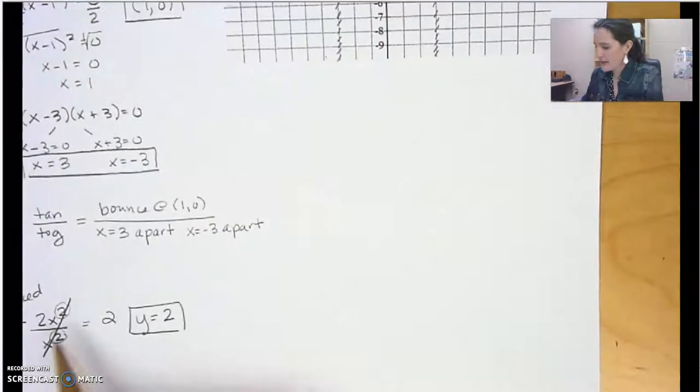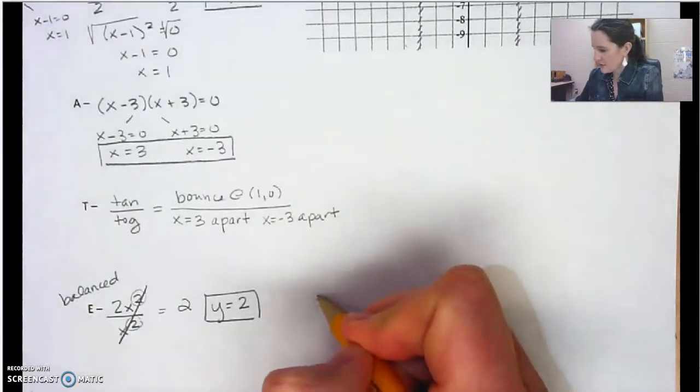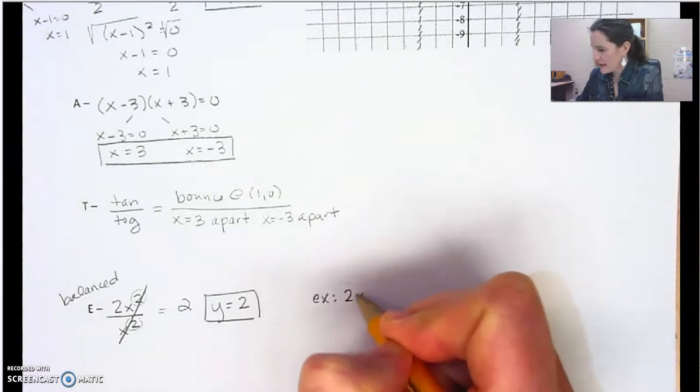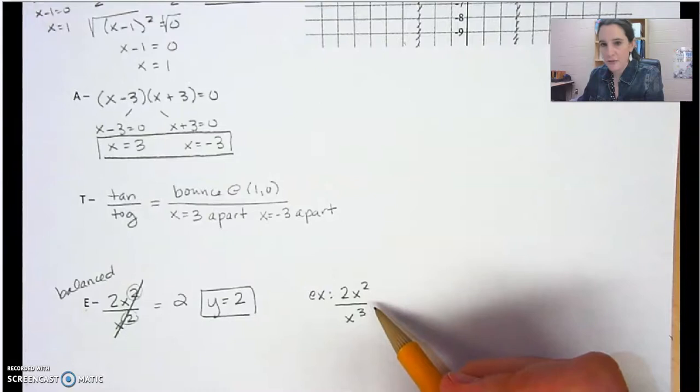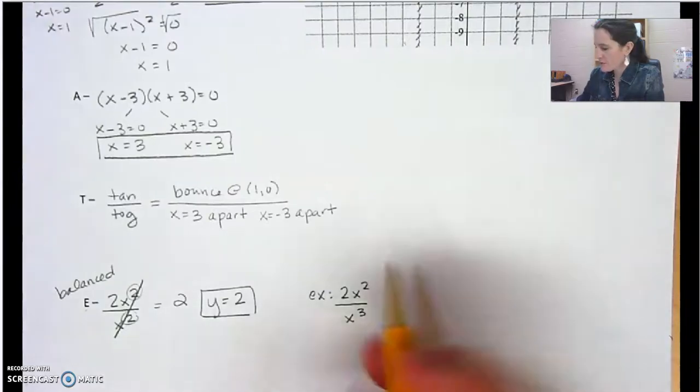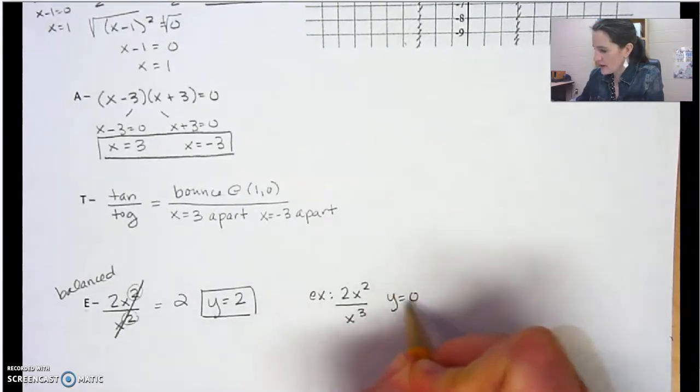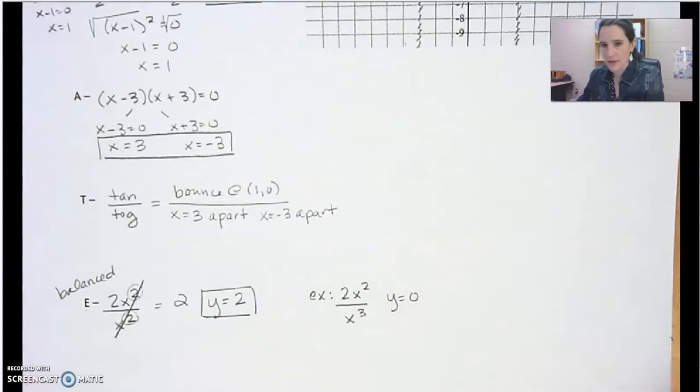And just as an aside, if this had been a bottom-heavy situation, so this is just a separate example, let's say we had 2x squared over x cubed, bottom-heavy. You don't simplify, it's just automatically going to be y equals 0 for your horizontal asymptote, okay? And that's a side example, right? That's not part of this problem.